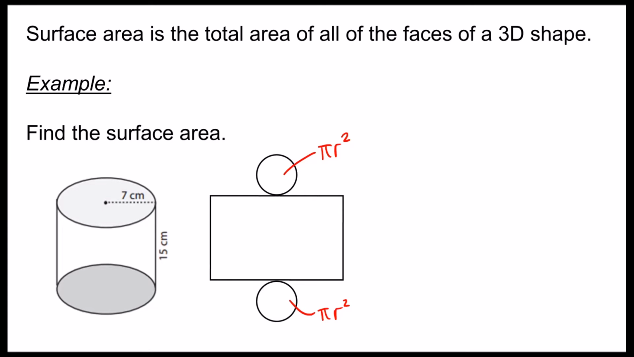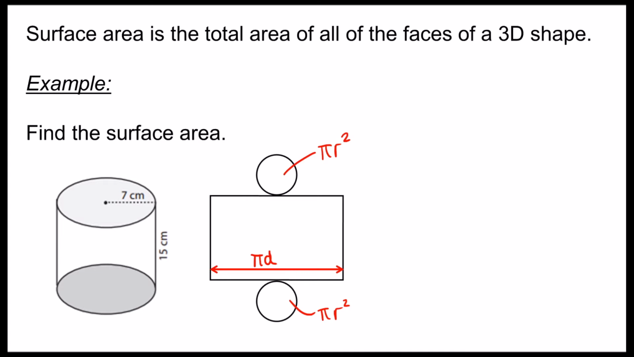This distance is going to be equal to the circumference of our circle because we want that rectangular face to wrap all the way around the outside of the circle. So I can say that this length just here I can work out by doing pi times diameter. That's because pi times diameter gives us the circumference of our circle.